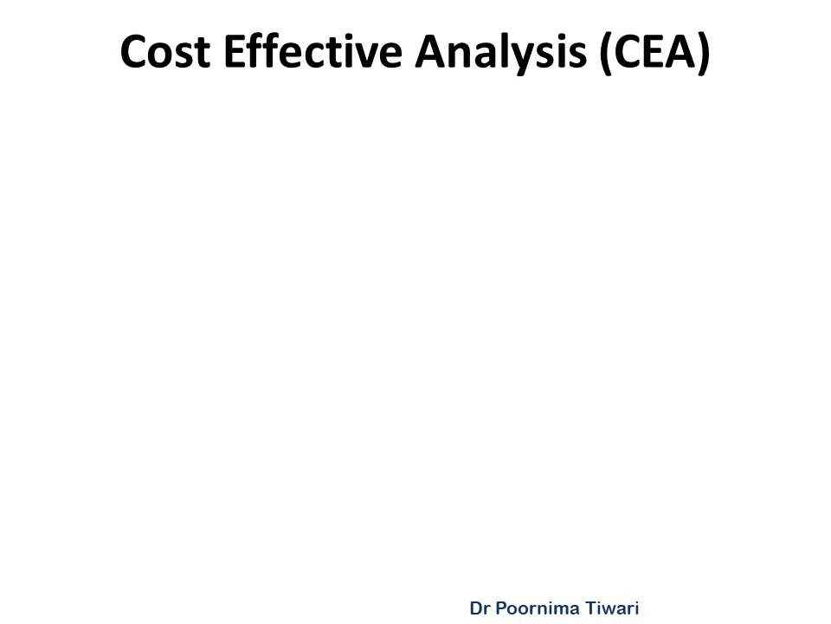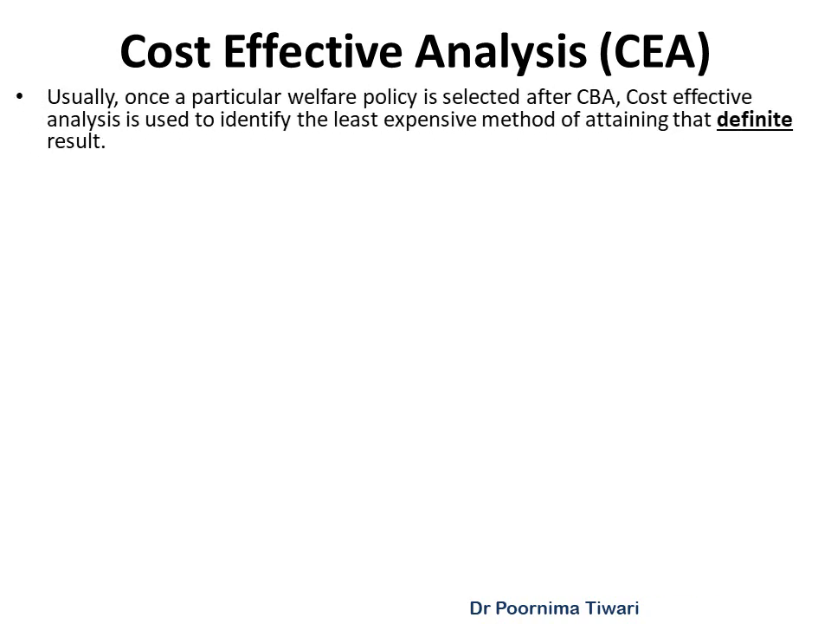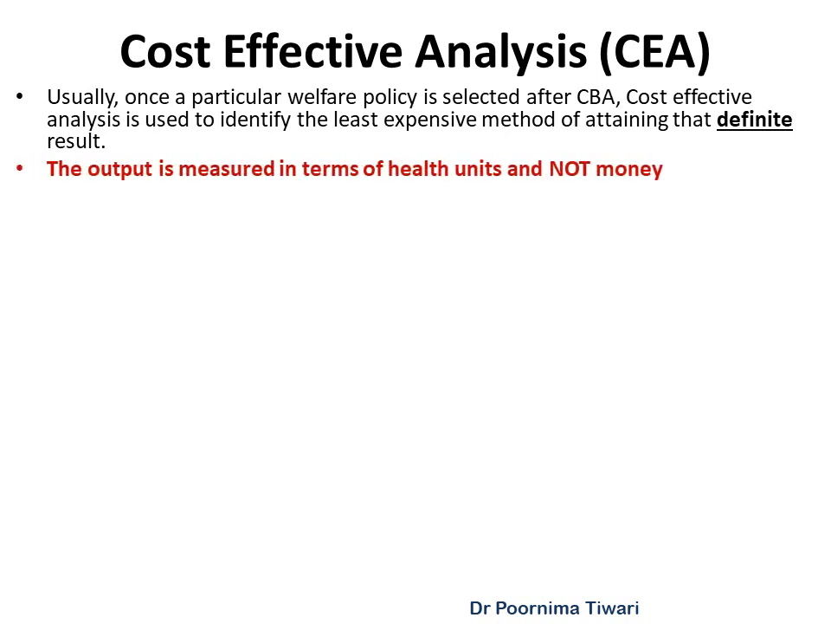Cost effective analysis. This usually comes after a welfare policy has been selected after cost benefit analysis. Then various ways of achieving that defined result of the intervention are analyzed, and it is decided which way is the least expensive for attaining that result. Hence, the output is measured in terms of results, that is health units that you want to attain, and not money.